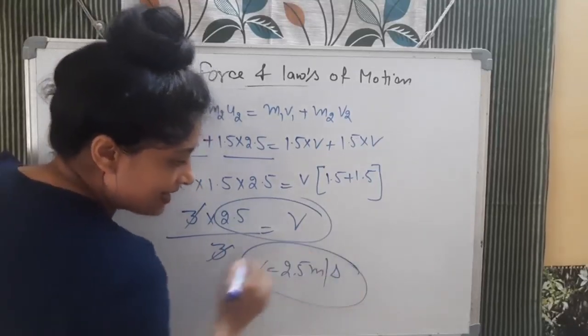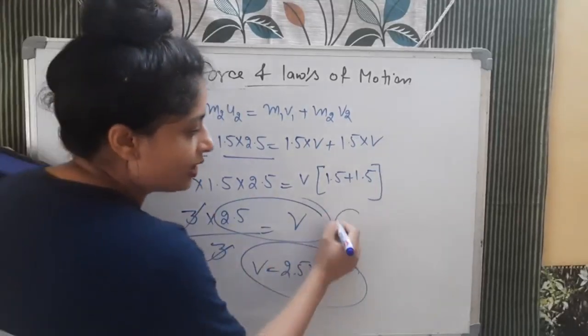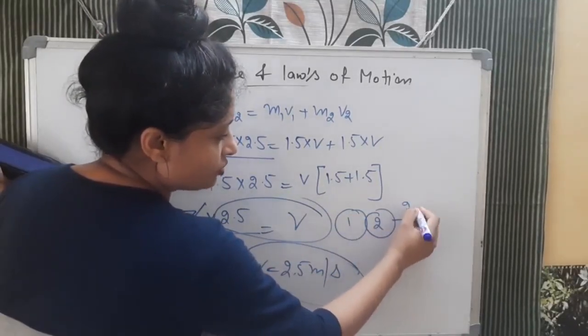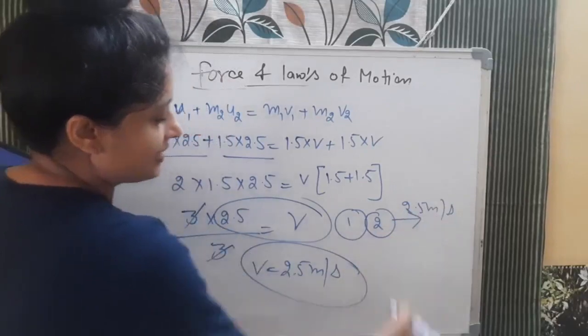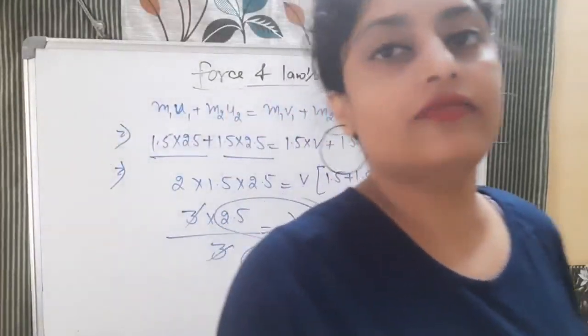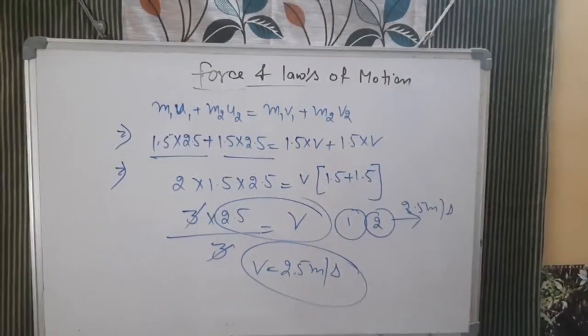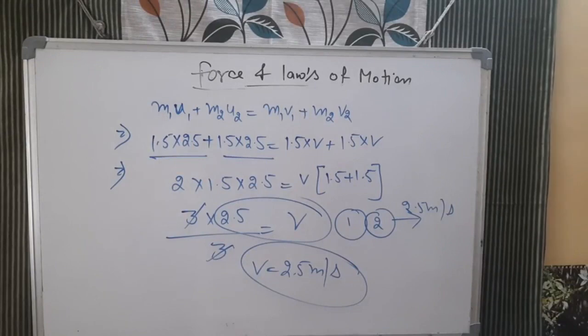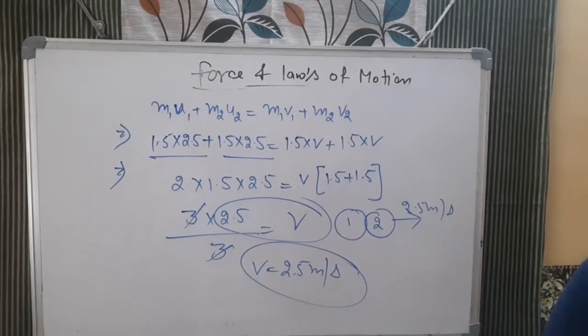So this is the final velocity with which both objects, this one and this one, will now move: 2.5 meter per second. This will be their final velocity after sticking, because when two objects stick together, they move with the same velocity. Okay, now in this question there is one more thing that we need to understand.